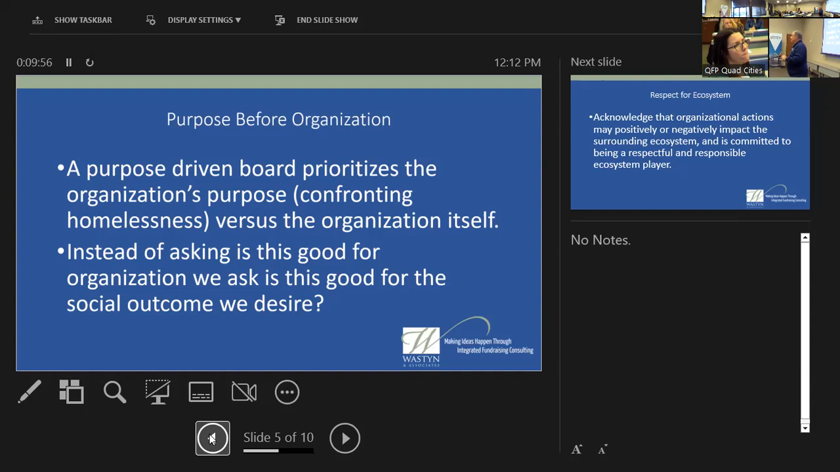A purpose-minded board asks that question. Does moving our location or opening up a new location infringe on another nonprofit's existing sphere of influence? And is that a good or bad thing? Maybe instead of opening up a new location, we partner with another nonprofit. We do purpose before organization.